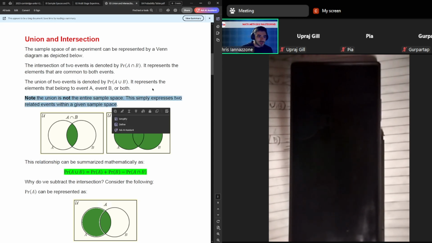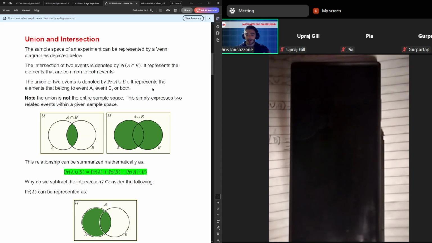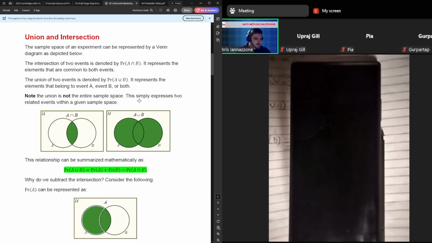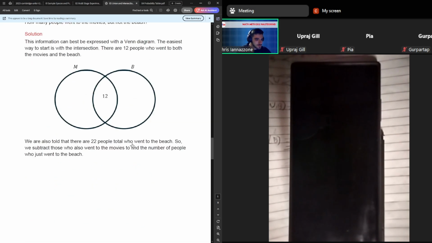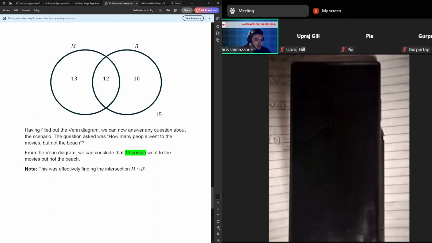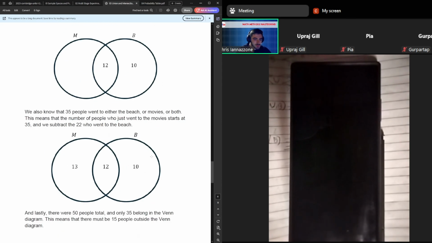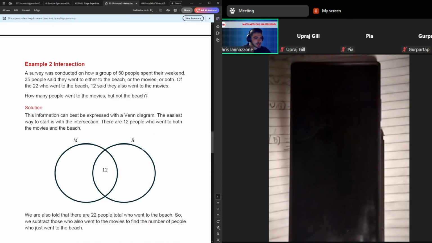Just keep in mind, the union does not actually mean the entire sample space. Just because we've defined events A and B doesn't necessarily mean that is indicative of the entire sample space. There's still this stuff on the outside of your Venn diagram that could also be part of your sample space, which I think I have examples for. Yeah, sure do. So when we get to that, I'll explain that in a bit more detail.